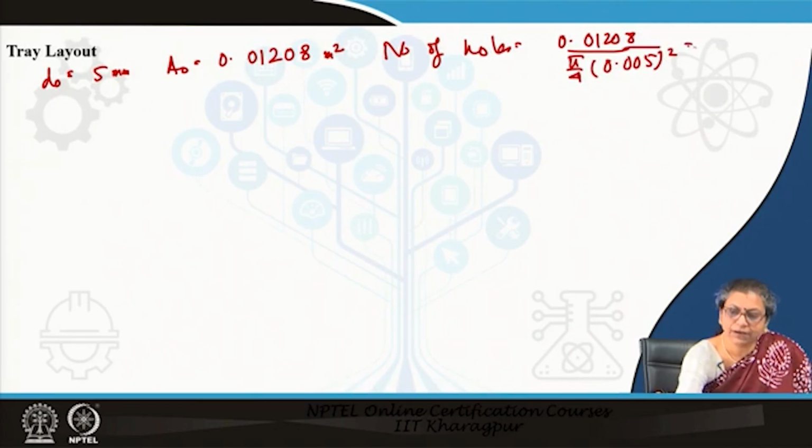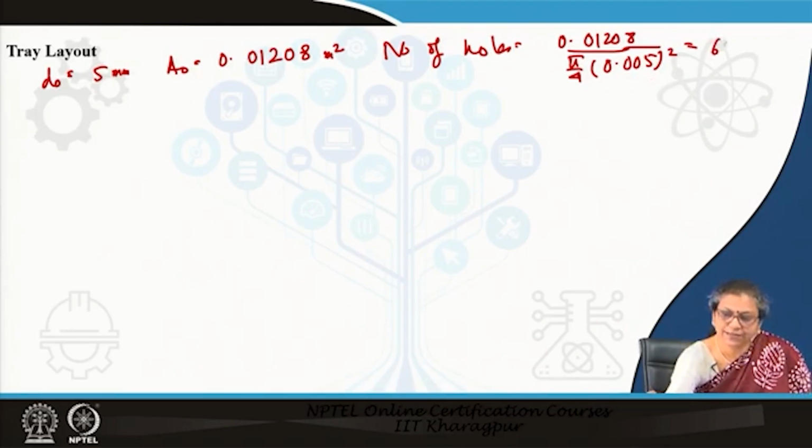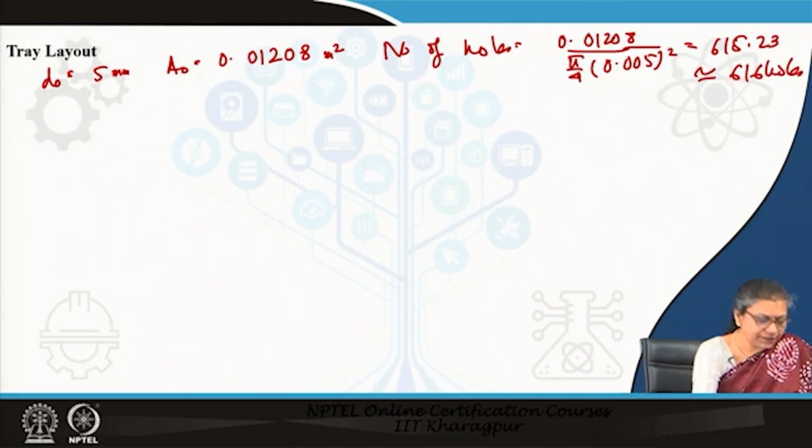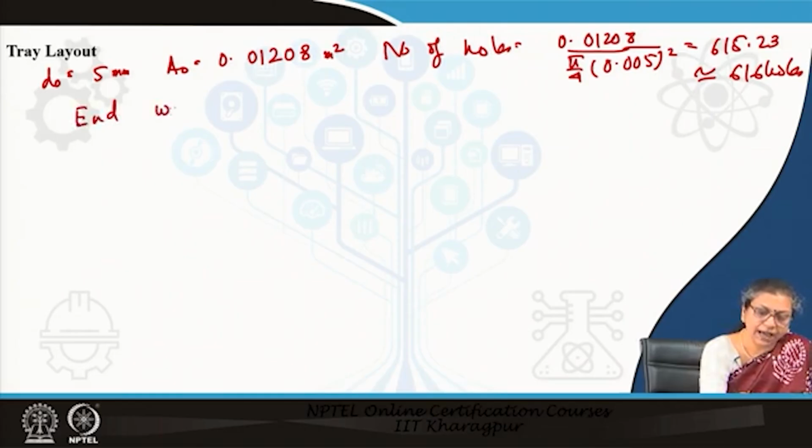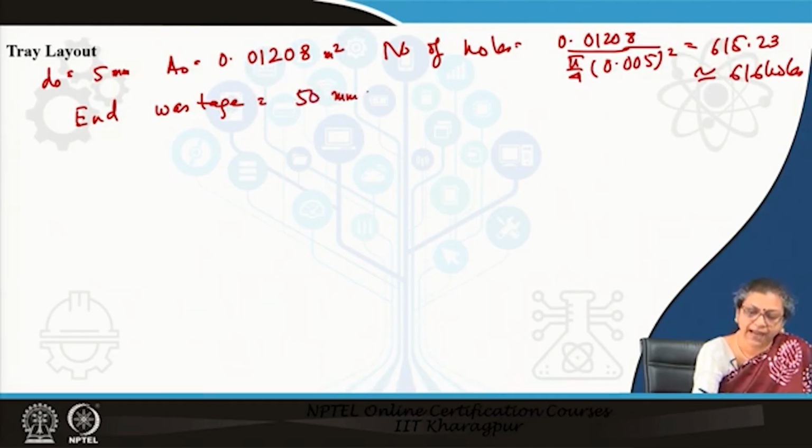One thing you need to remember, consistency of units. This is where the students often, in a hurry, make a mistake and then the problem starts. So, from here you get something like 615.23, we take it as 616 holes, right. We know what is the end wastage area. I have already told you it is around 50 to 100 millimeters. So, therefore, let us start with the minimum, so that we have the maximum amount of the active area.